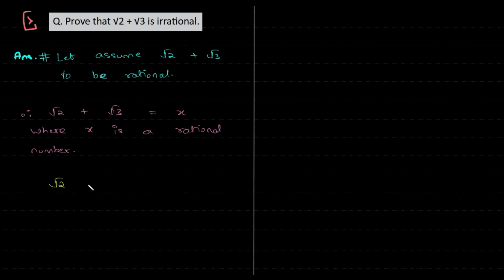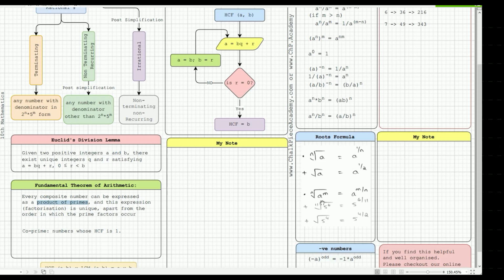Right, now it's time for simplifying things. So we'll rearrange and I get this. Then what do we have to do? We have to square both sides. So root 2 squared is equal to (x minus root 3) the whole squared, right? This is on squaring both sides. So what happens to root 2 squared?